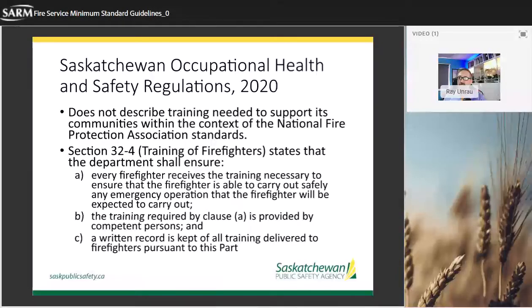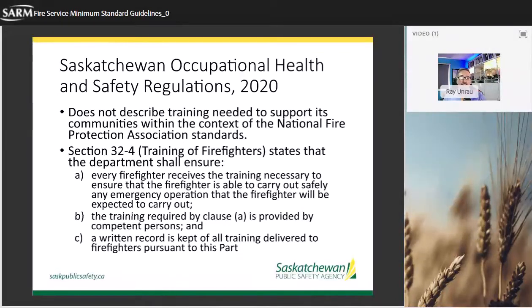I'll talk to the Fire Safety Act in a few slides, but for right now, the closest we had in an OH&S regulation to communicate anything on fire standards would have been Section 32.4, the training of firefighters. Those three subsections, A, B, and C, do speak to the fact that training needs to be done and that it needs to be done with some competency, but there are no real specifics on what that looks like.